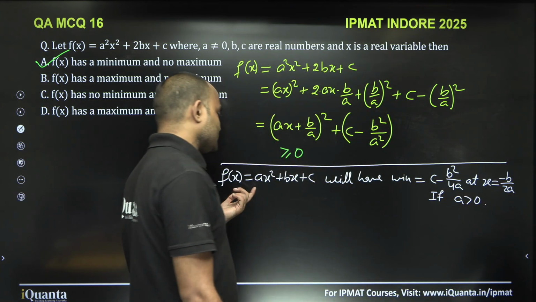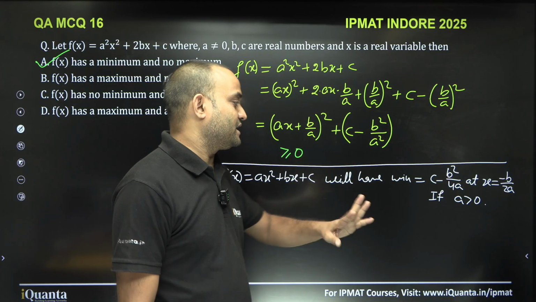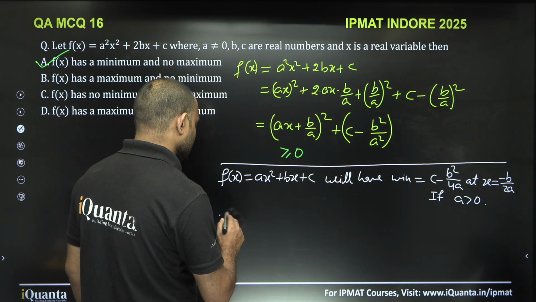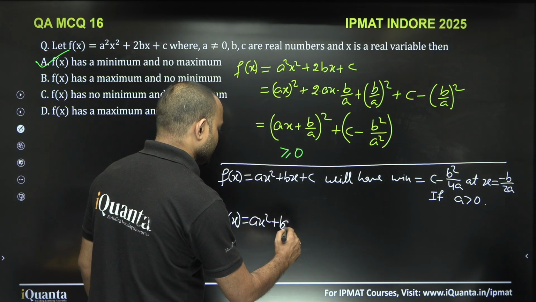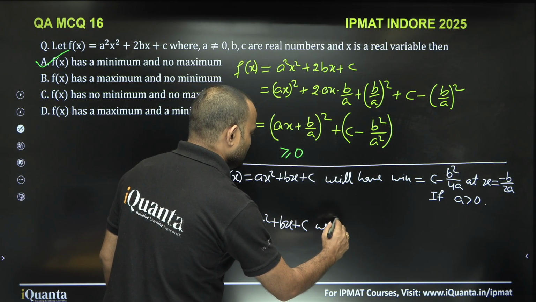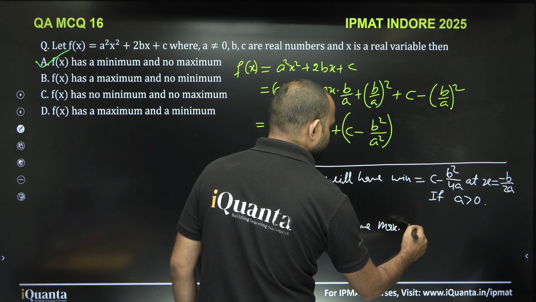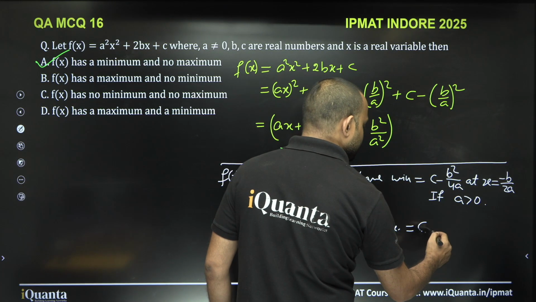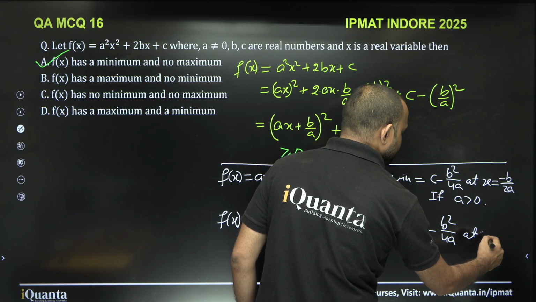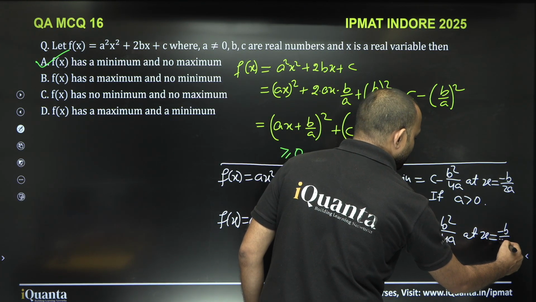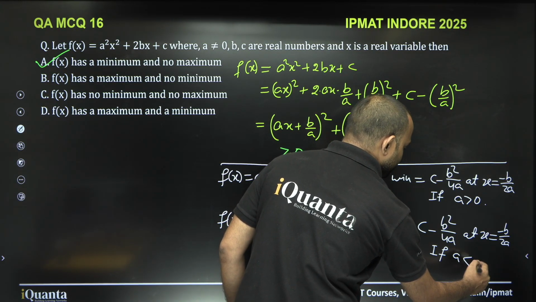If a is positive, then it will have a minimum value, no maximum, maximum will be infinity, that is why no maximum. And f(x) is equal to ax squared plus bx plus c will have a maximum value, and that will remain the same, which is c minus b squared upon 4a, again at the same value of x, which is x is equal to minus b by 2a, if a is negative.